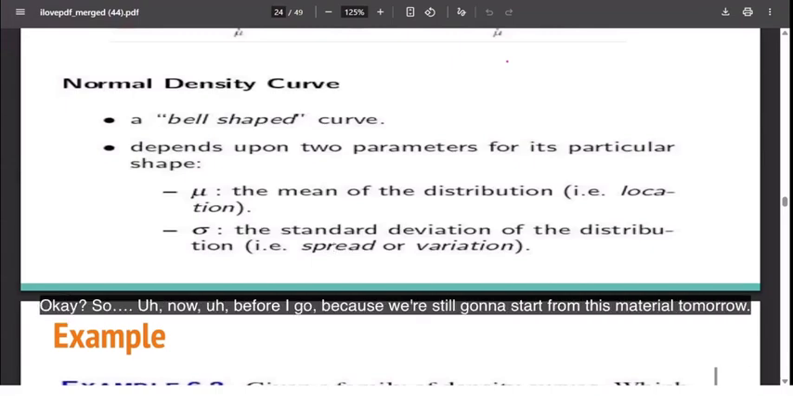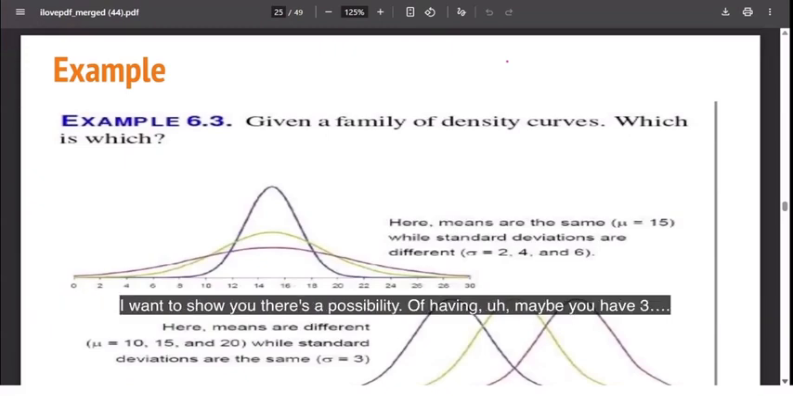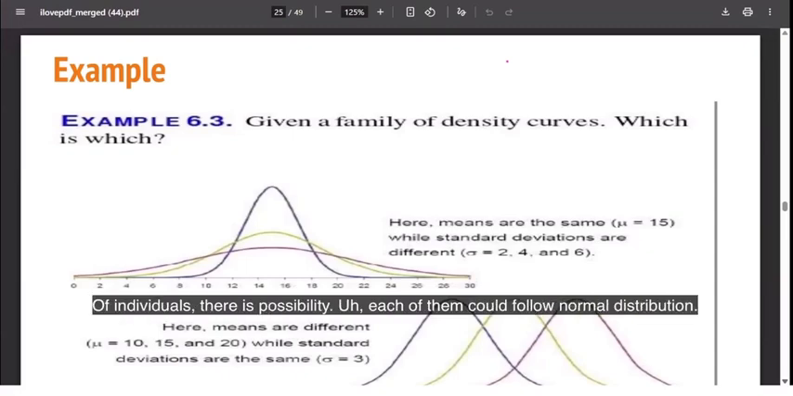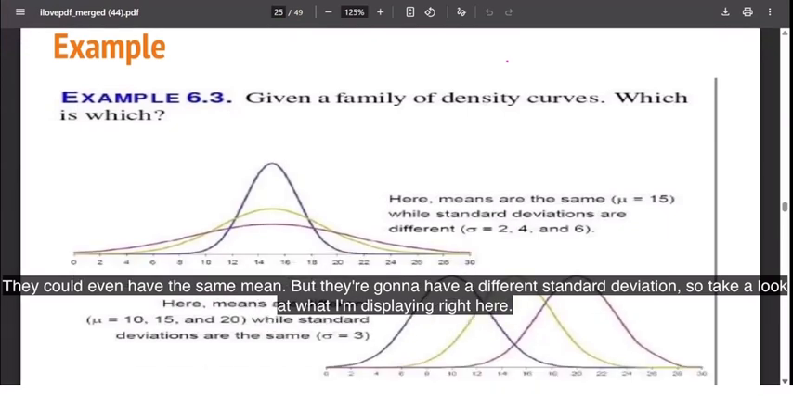Now before I go, because we're still going to start from this material tomorrow, I want to show you this possibility. Maybe you have a data set on income, a data set on temperature, a data set on height of individuals. Each of them could follow a normal distribution. They could even have the same mean, but a different standard deviation. So take a look at what I'm displaying right here.